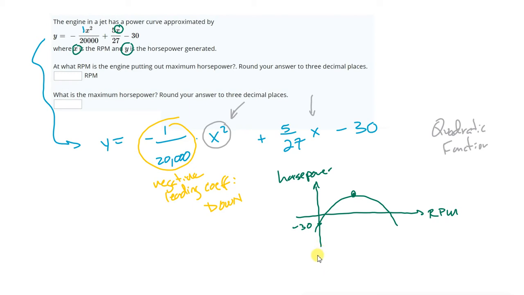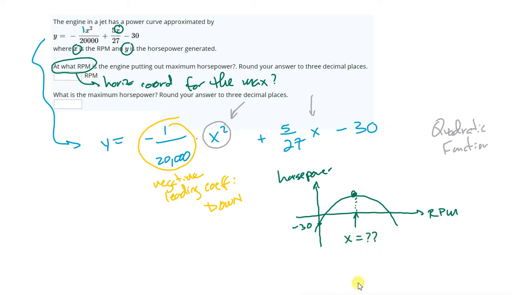Now, the next question is, where do we get maximum horsepower? At what RPM? When they say at what RPM, that means at what horizontal coordinate value? So what's the horizontal coordinate for the maximum, or for the vertex? We know how to find vertexes, right? We know how to find the horizontal coordinate. x equals what? You should be able to find that.